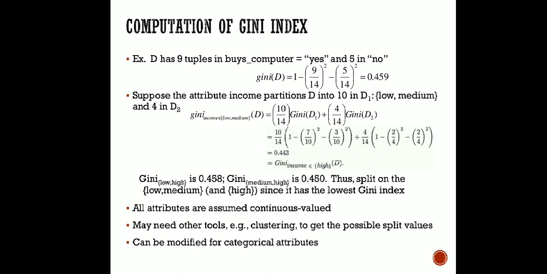0.458, and for medium-high, you have to calculate it, and it will be 0.45. So out of these three you can find which one is the highest, but instead of using the highest value, here we are going to pick the lowest value.